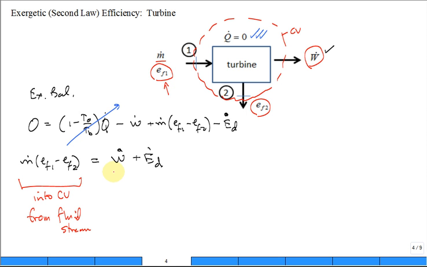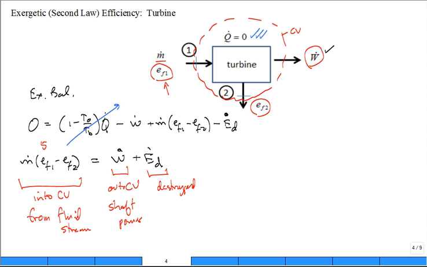It's going two places. One, it's going out of the control volume with the shaft work or the shaft power. And where else is it going out or away? It's being destroyed. See? It's being destroyed. True? So you can interpret this as so many kilowatts.